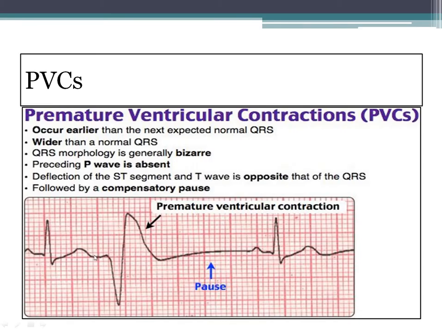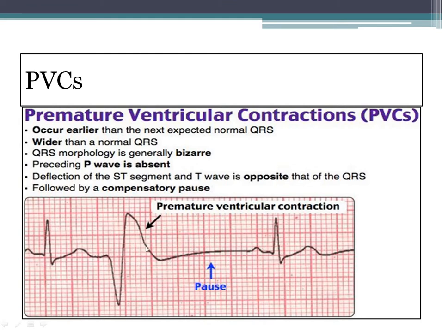Okay, you can see one PVC. In this ECG you can see a wide and distorted QRS complex. You have to identify the normal wave, then look for any abnormalities in this ECG. You can see a wide and distorted QRS complex, and this QRS complex occurs earlier than the next expected normal QRS. So before the next expected normal QRS complex, there is a PVC.